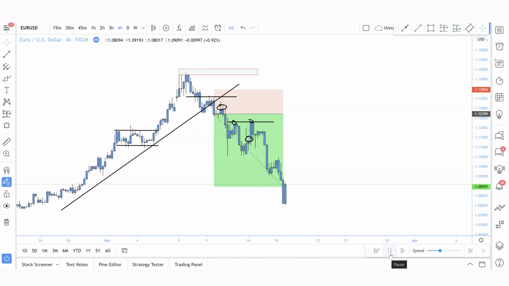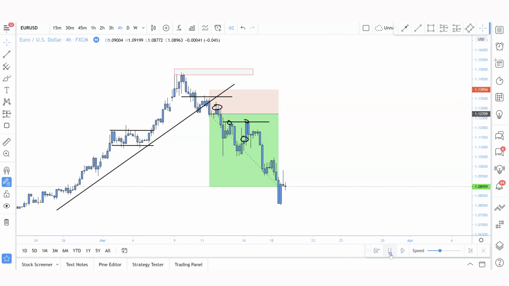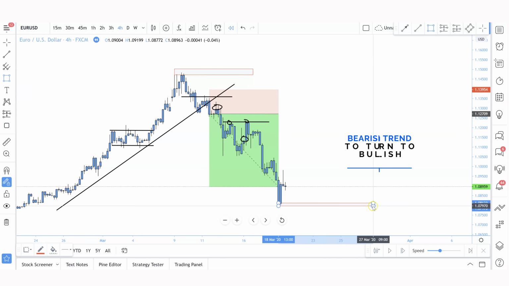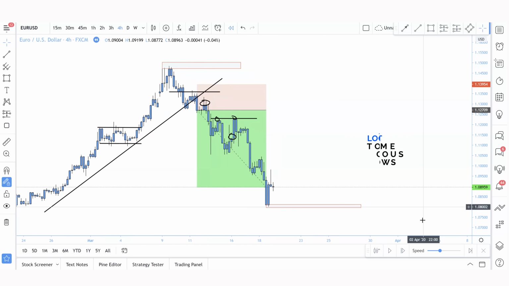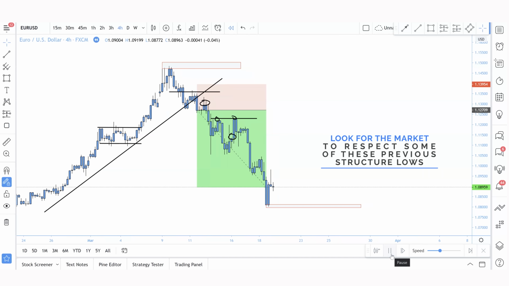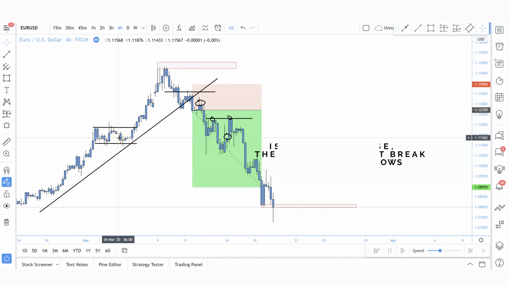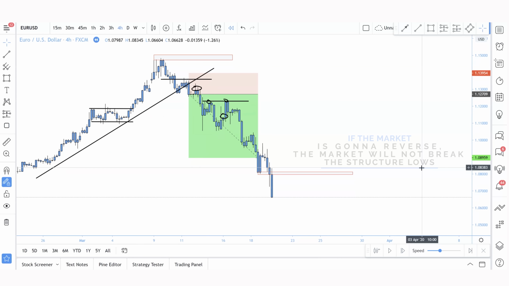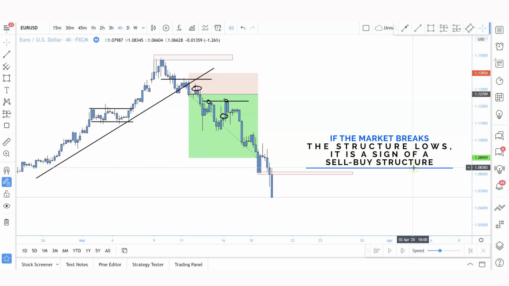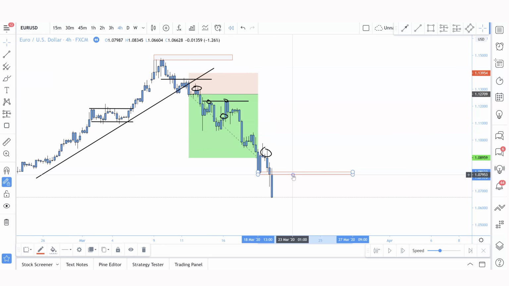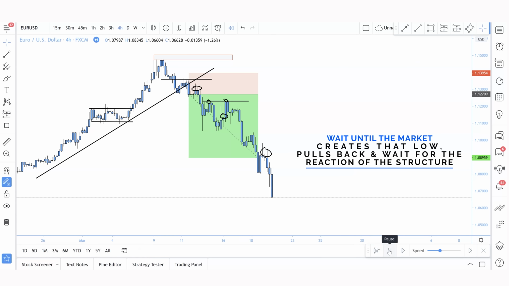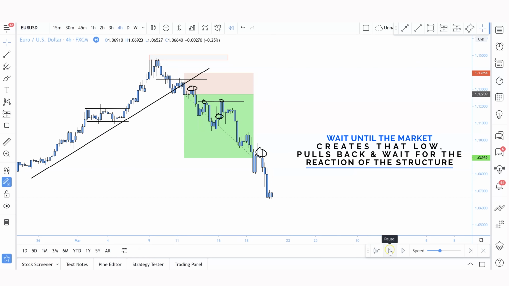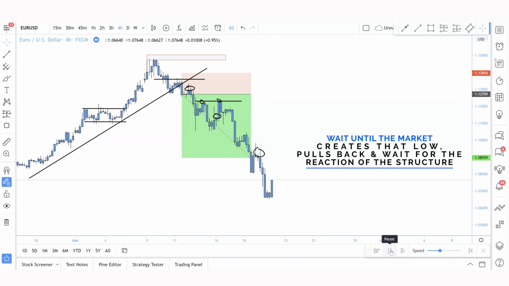Now we can see that the market is clearly in a downtrend. Now if we're looking for a bullish reversal, or for this bearish trend to turn to bullish, what we're going to be looking for is for the market to respect some of these previous structural lows. Just like we had an example over here. If the market's going to reverse, then we don't suspect that the market's going to break these structural lows. If the market breaks these structural lows, then this is a very strong sign we are still in a sell-buy structure. So what we'll continue to do is just wait until the market creates that low, pulls back, and then we'll see how the market reacts to that low once it leaves it.